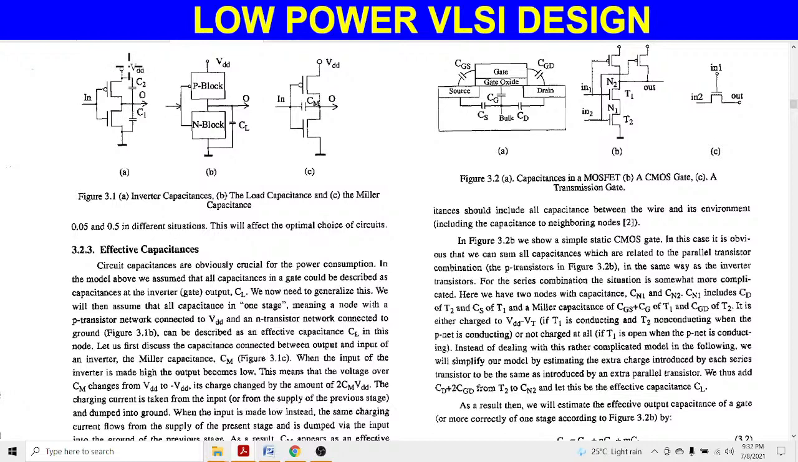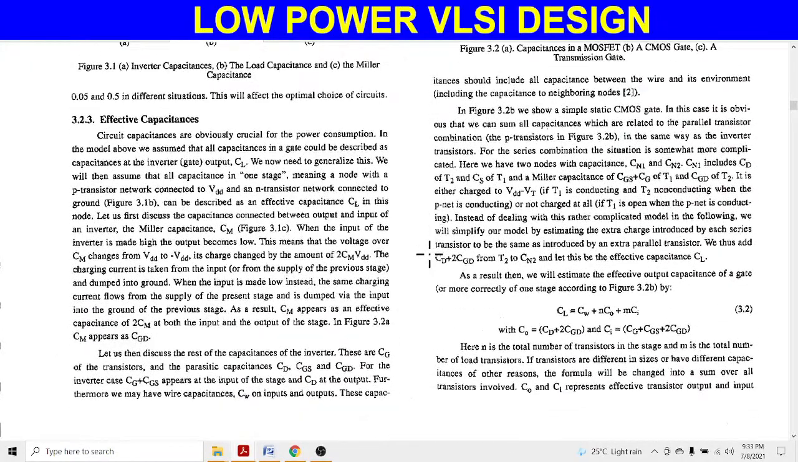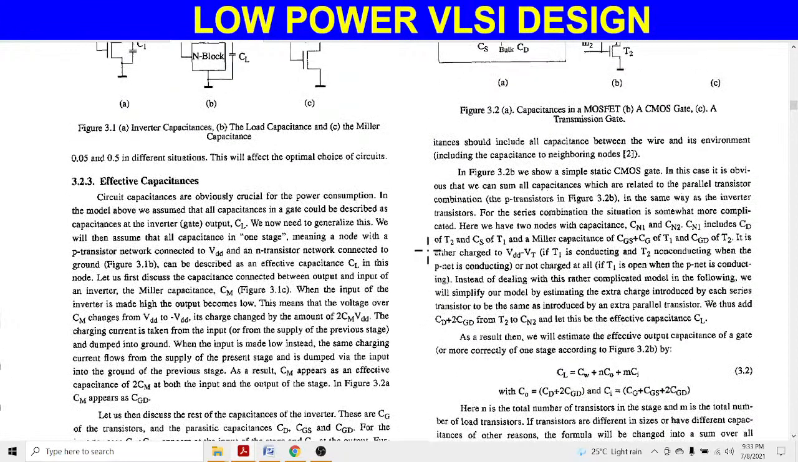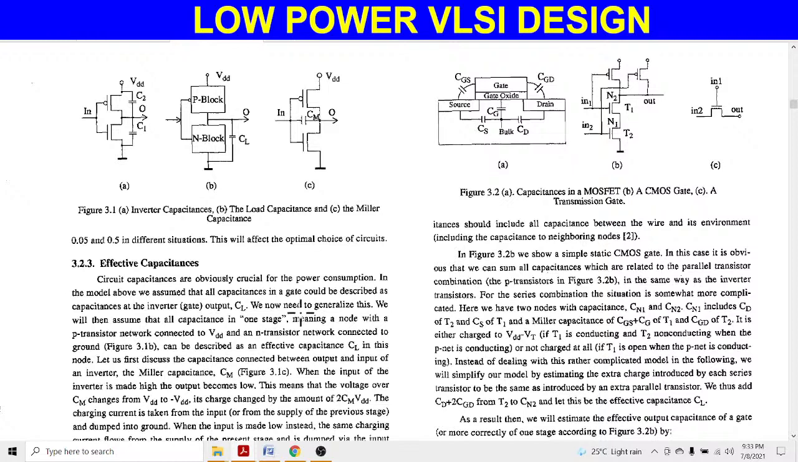Okay, suppose I am taking an example of this inverter. Here this C1 and C2 can be represented in terms of load capacitance. The value of load capacitance CL can be represented as C1 plus C2. It means that the load capacitance is nothing but a summation of the capacitance connected from output to VDD and output to ground.